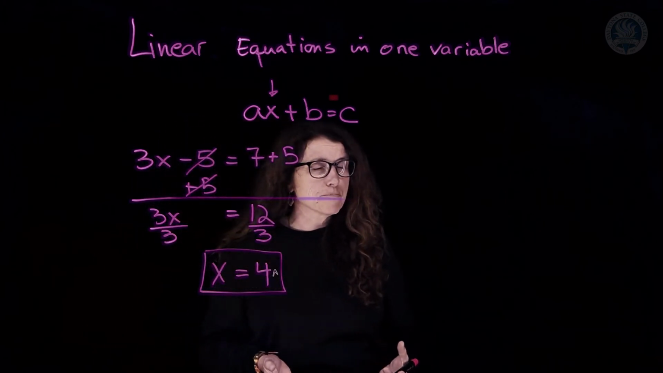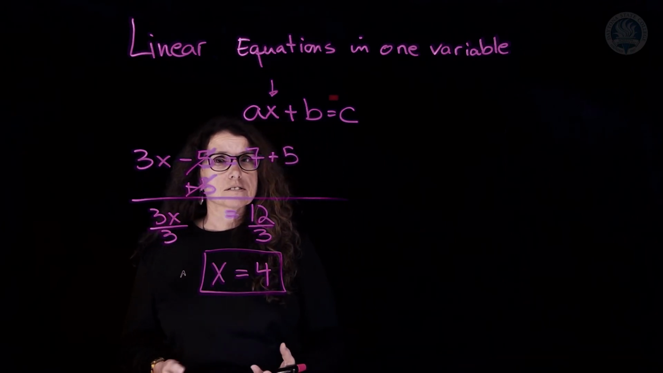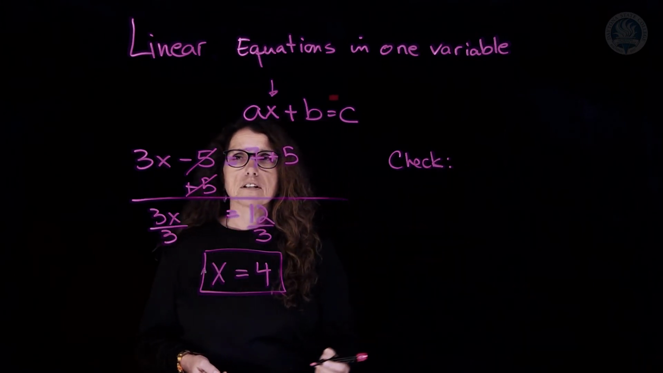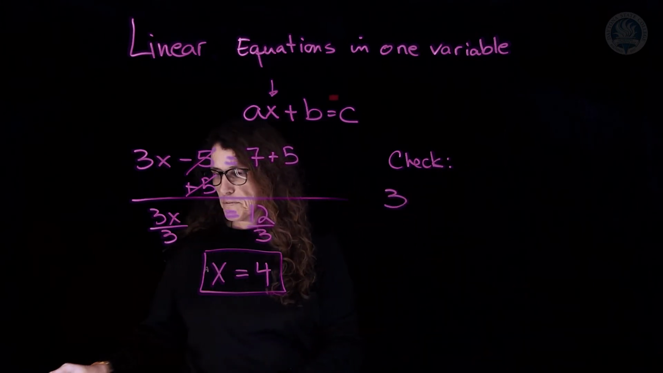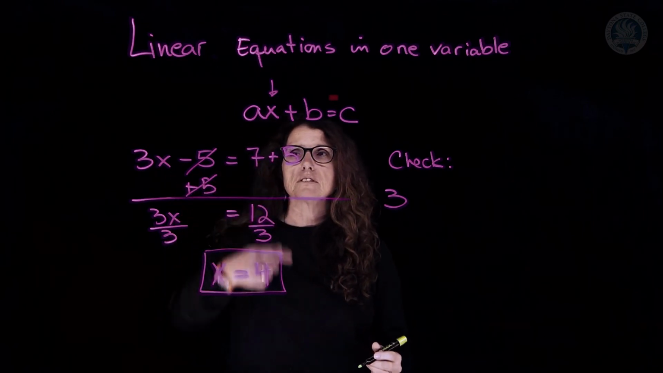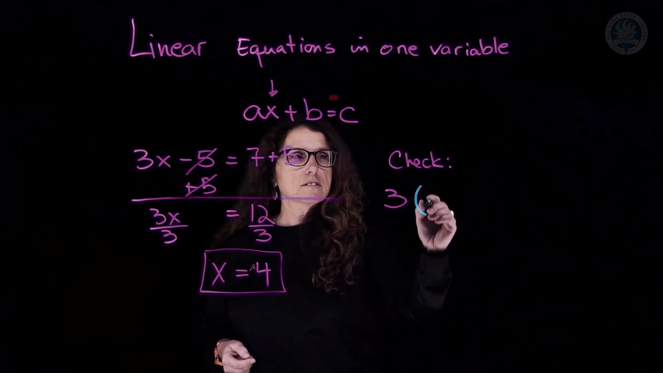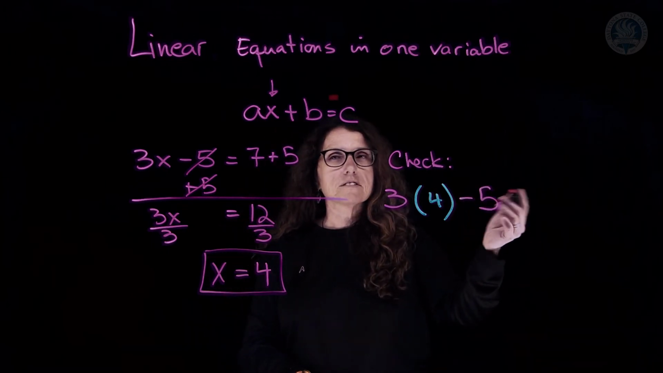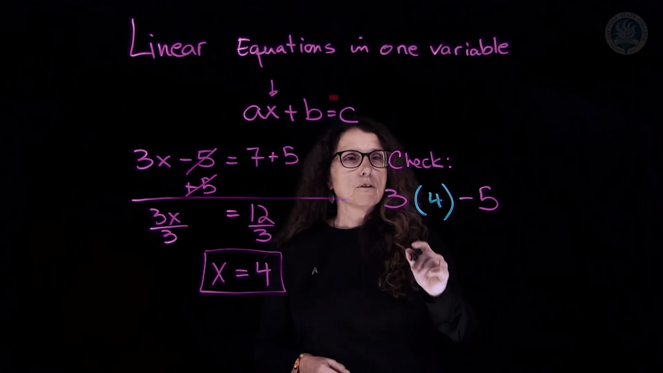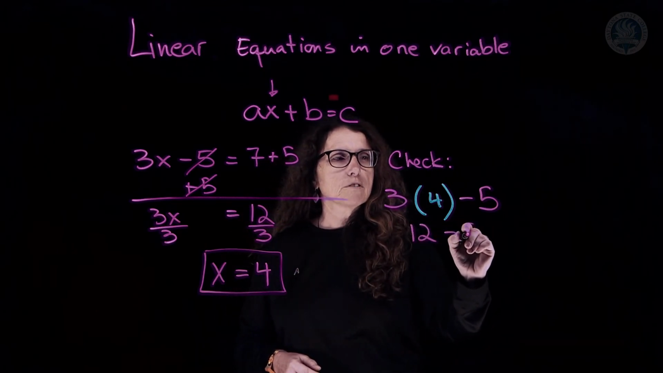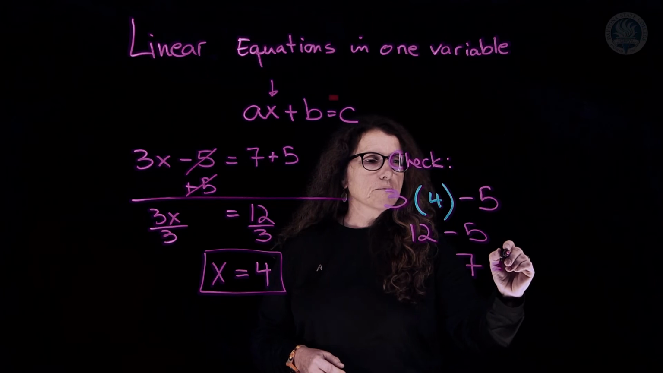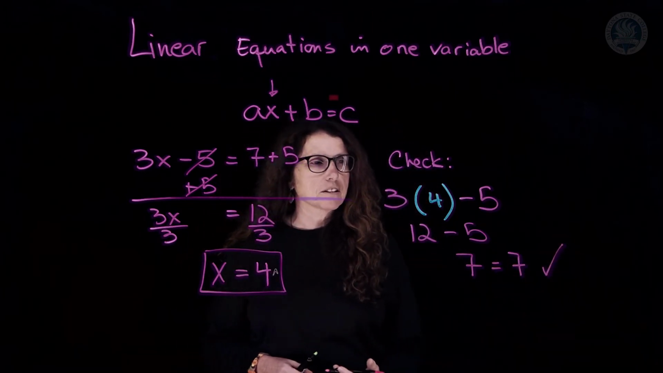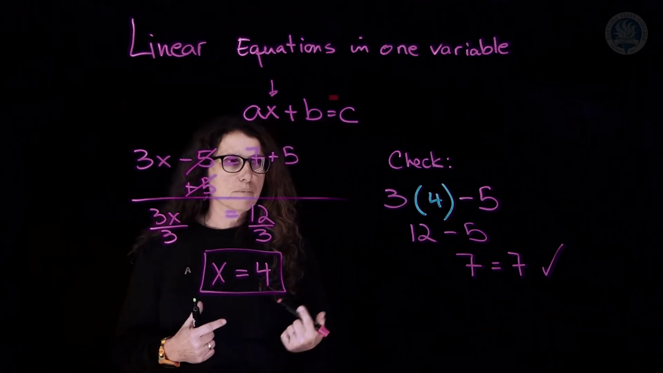Now the beauty about math is you can always check your answer. Let's check and see if we indeed have the correct answer. We're plugging it into the original equation. 3 times x, which is 4, minus 5. Is this indeed equal to 7? Well, 3 times 4 is 12. 12 minus 5. Guess what? 7 equals 7. Check mark. Yes, we got the correct answer. Good work on my part.